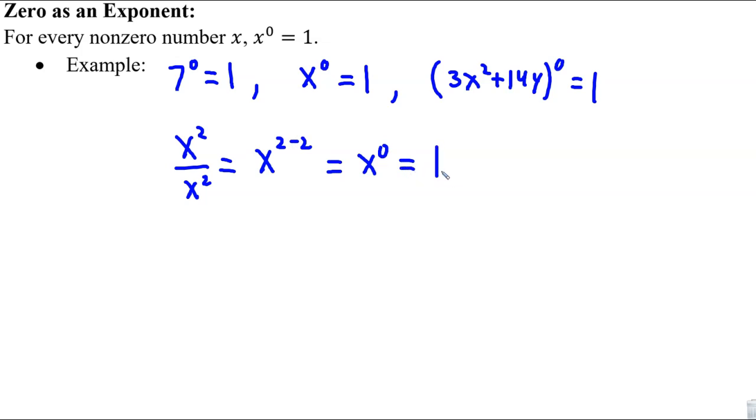In other words, we're going to say 1 by definition. Well, that makes sense because, again, when I divide something by itself, I know I get that 1. That's kind of why that rule works the way it does.